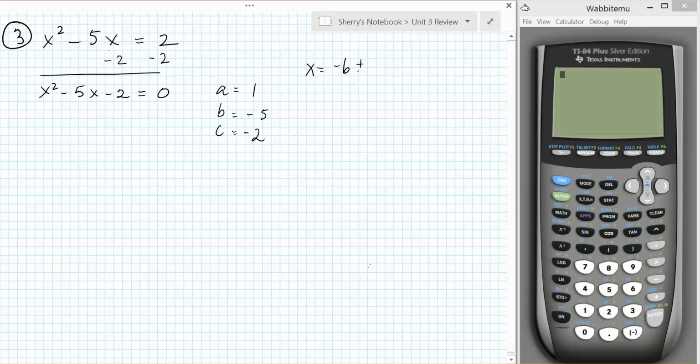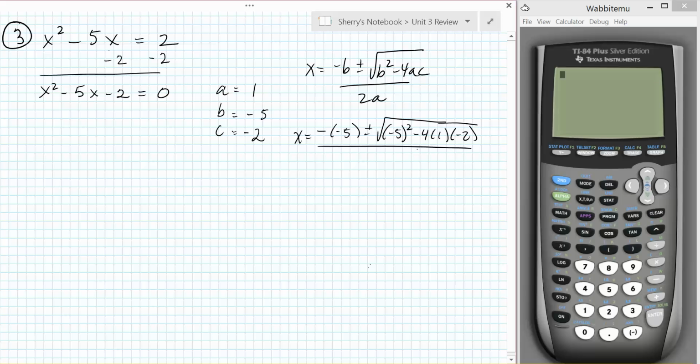Again, we go back to our quadratic formula. I'll write it in general over here. And I'm just going to go through and put my numbers in. So in this case, it's going to be -5 plus or minus the square root of -5 squared minus 4 times 1 times -2, all divided by 2 times 1.